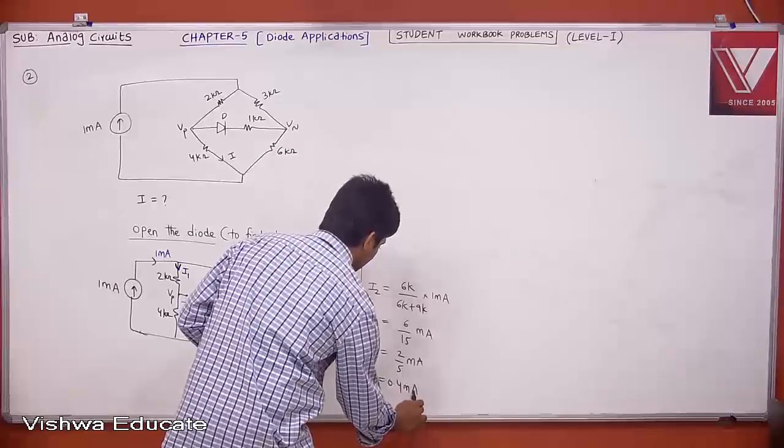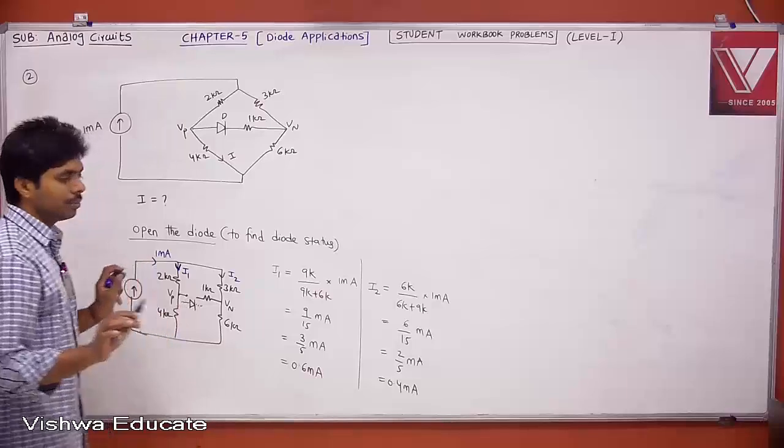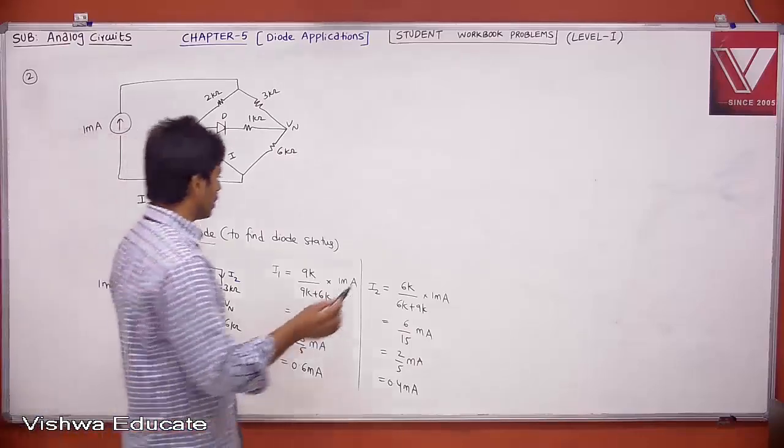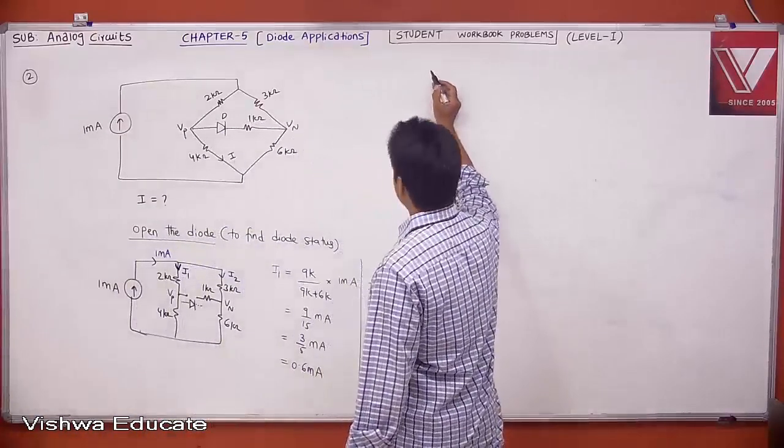Obviously it is 0.4 milliampere, no doubt about it, because the total current is equal to 1 milliampere. No need to do this, but just for your understanding. In the examination, don't do all these things, because you have to solve it very fast. Now let's calculate what is VP.